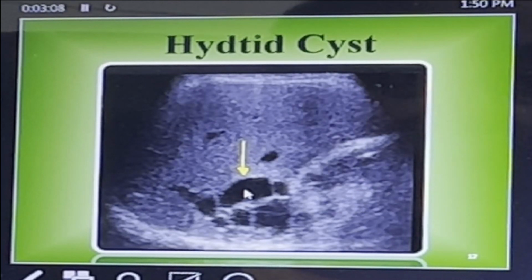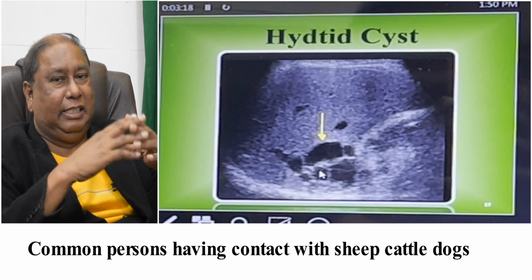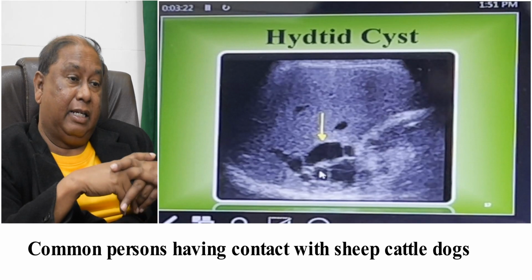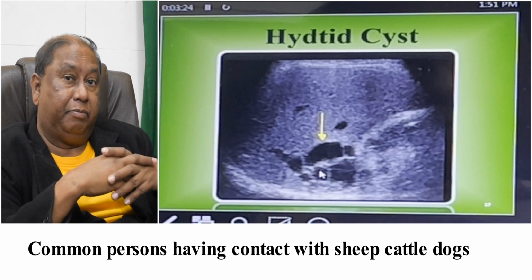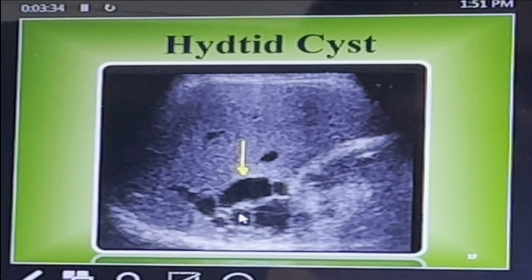This is hydatid cyst. It happens when there is domestic cattle in the house, and from the sheep and dog it may come.